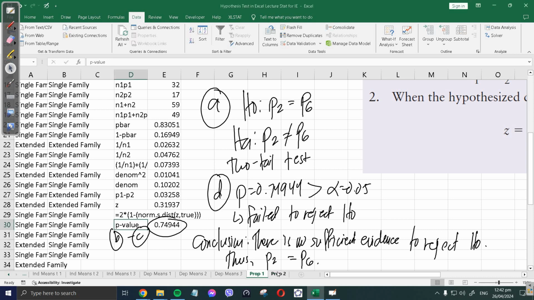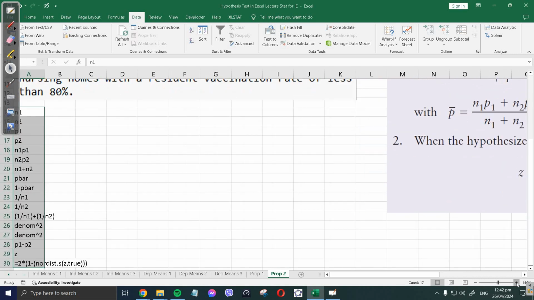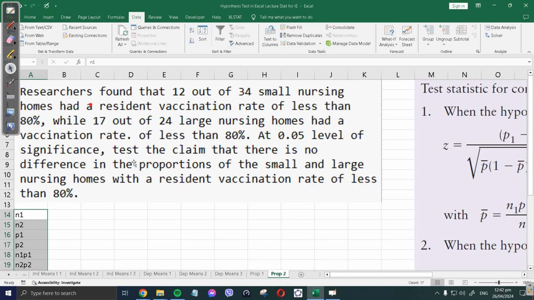So let's have another example. Pause the video and try to see if we can perform a full hypothesis test of this problem. So, assuming you have done the hypothesis test, researchers found that 12 out of 34 small nursing homes have a resident vaccination rate of less than 80%, while 17 out of 24 large nursing homes have vaccination rates of less than 80%. At 0.05 level of significance, test the claim that there's no difference in those proportions.